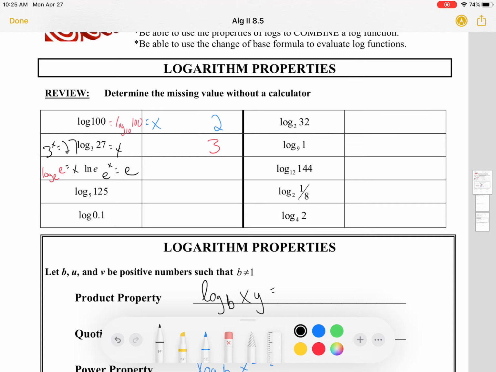Sorry about that. Okay, so e to the x power equals e. Again, I'm right here. e to what power equals e? Well, any number to the first power is itself. So that one is just 1.